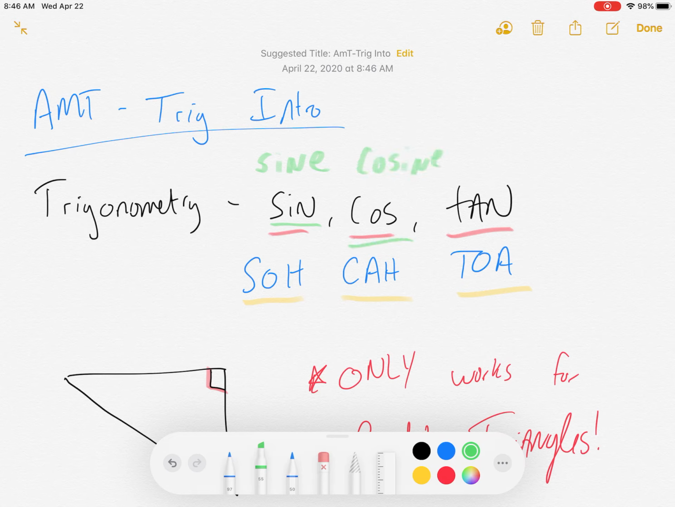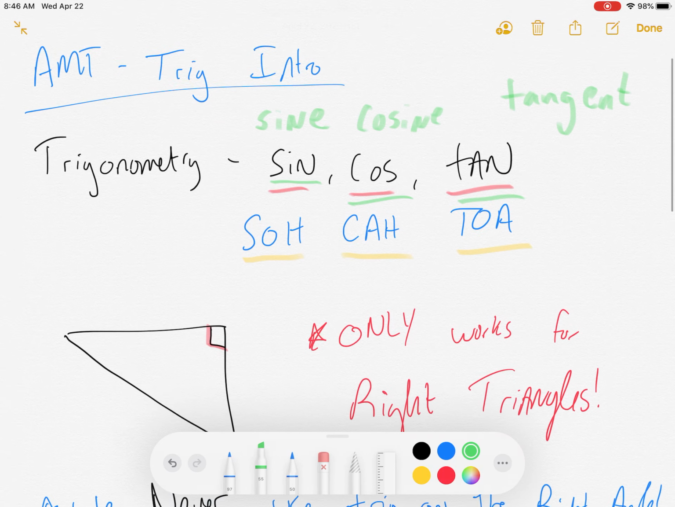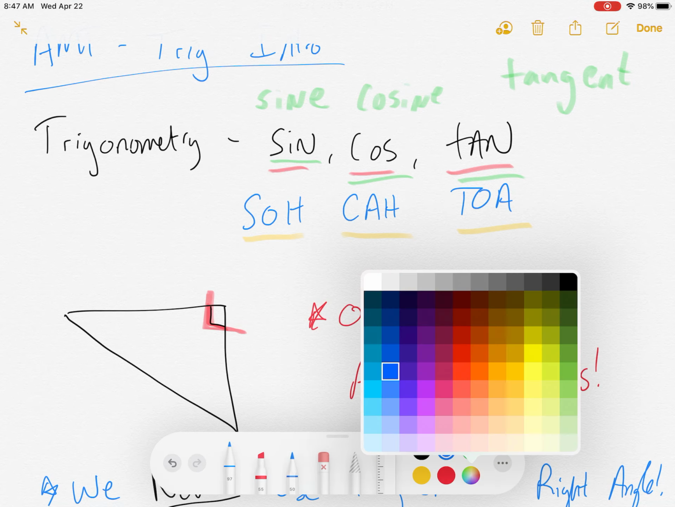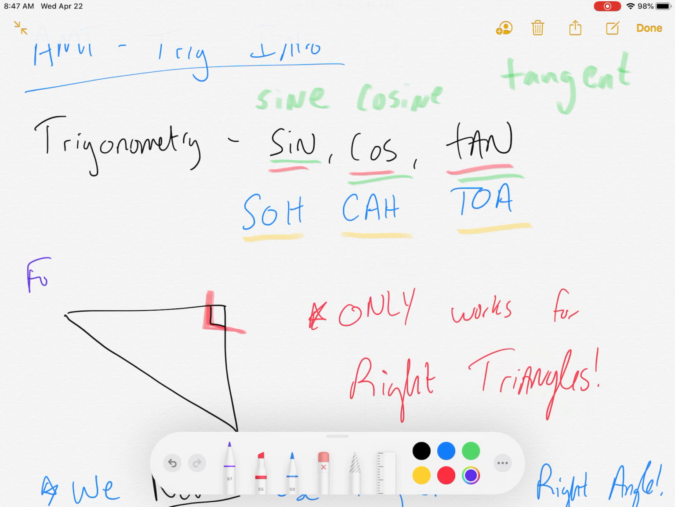sine, it's spelled like that, but it's sin on your calculator, but we pronounce it sine. Cosine, again, short for cos, but it's cosine. And tangent, which is tan for short. Okay, a few things about trigonometry, sine, cosine, tangent, or SOHCAHTOA. It only works for right triangles. Well, how do we know if it's a right triangle? We have to have a right angle on it.